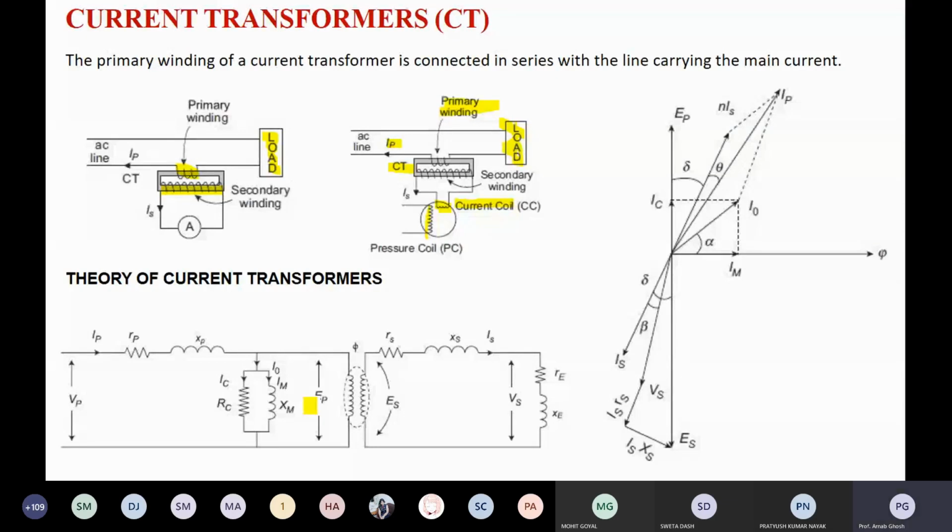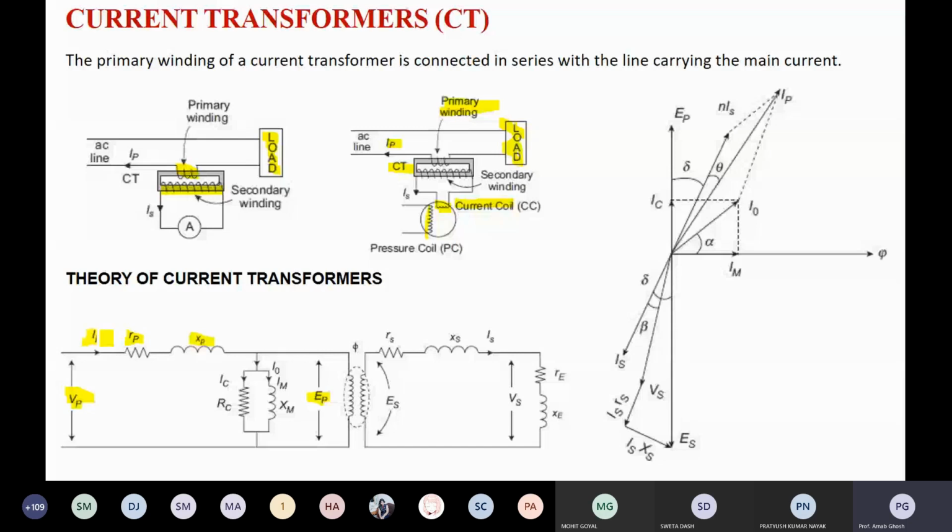But most important abbreviations, okay, that I need to discuss. So what are the most important abbreviations? What is VP? VP is the primary side voltage. What is EP? EP is your primary side induced voltage. VP is your terminal voltage, that is, the applied voltage to the primary side of the CT. RP is the resistance of the CT primary side, XP is the inductive reactance of the primary side. IP is your primary side current.